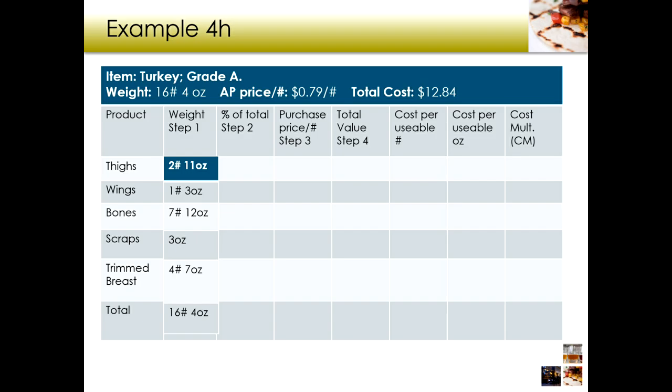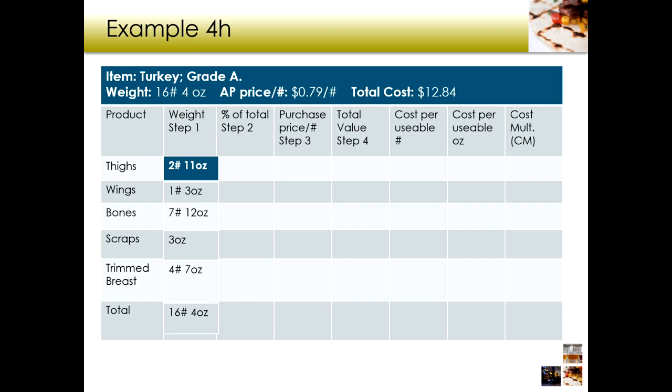This is our scenario. So let's say we butchered our turkey. We ended up with 2 pounds 11 ounces of thighs, 1 pound 3 ounces of wings, 7 pounds 12 ounces of bones, 3 ounces of scraps, and 4 pounds 7 ounces of trim breast, which is what we're going to use for our clubhouse. That's what we're trying to determine a price per pound for, our trim breasts.